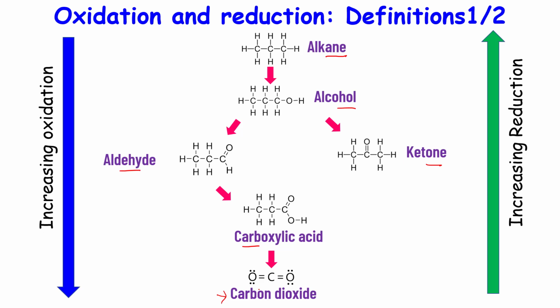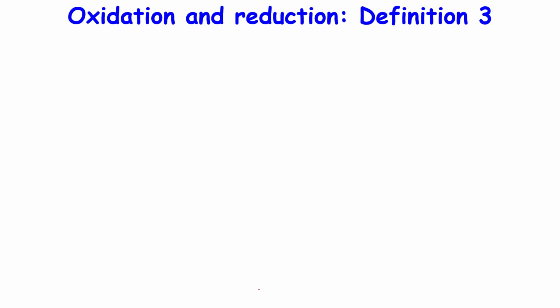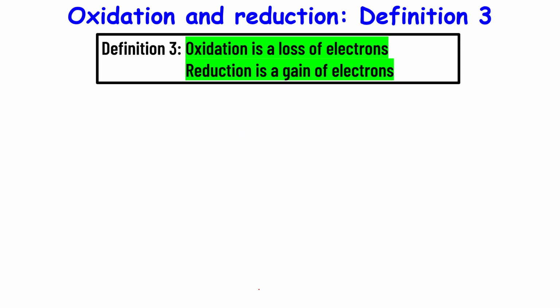Now the question is, what if you have reactions that don't involve either loss of hydrogens or loss or gain of oxygens? None of this is happening. How do we create a definition that is much more universal, applicable to all compounds? For that, we are going to use definition 3. In this case, we say oxidation is loss of electrons and reduction is gain of electrons. Because all compounds contain electrons, it's easy to apply this definition. As long as you can keep track of where the electrons are going, we will be able to figure out whether an oxidation or reduction reaction is happening.